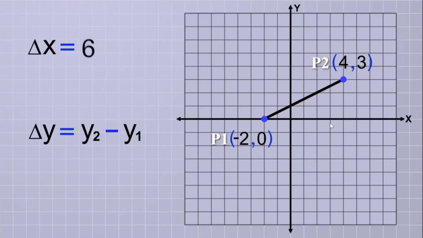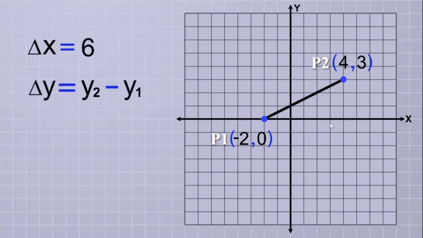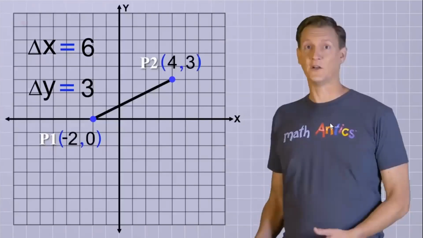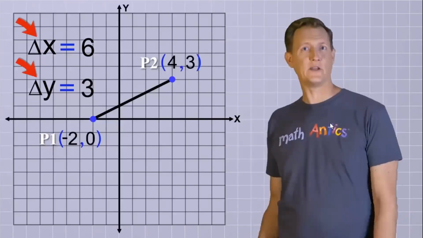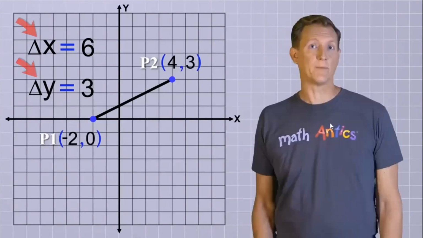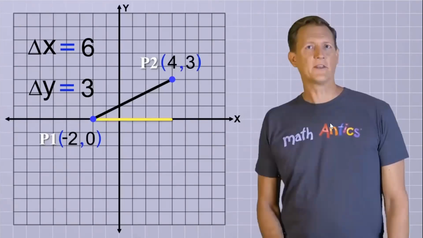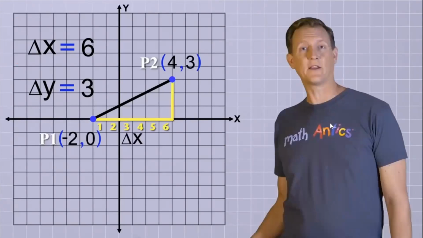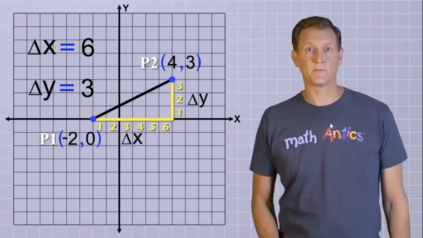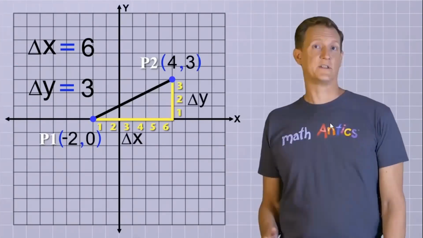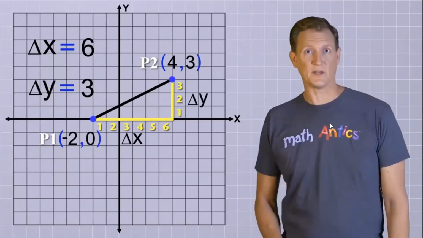Next, we calculate delta y. Delta y equals y2 minus y1. And in this problem, y2 equals 3 and y1 equals 0. That means delta y equals 3 minus 0, which is just 3. Great. Now we have our delta x and delta y values, and you can confirm that we got them correct by looking at our graph. The length of the delta x side is 6 units, and the length of the delta y side is 3 units. Now let's plug those delta values into the equations for slope and distance.